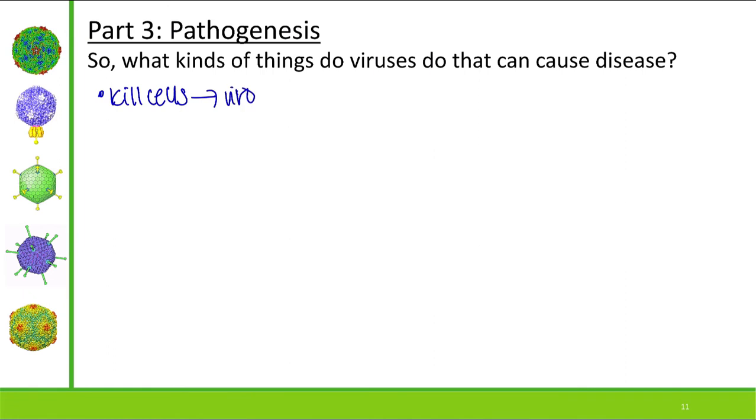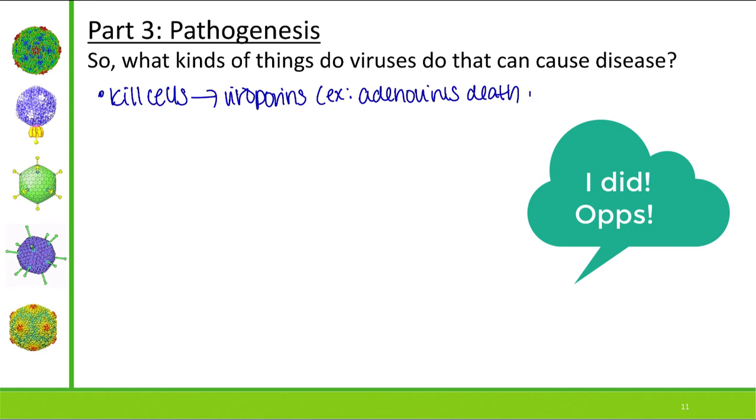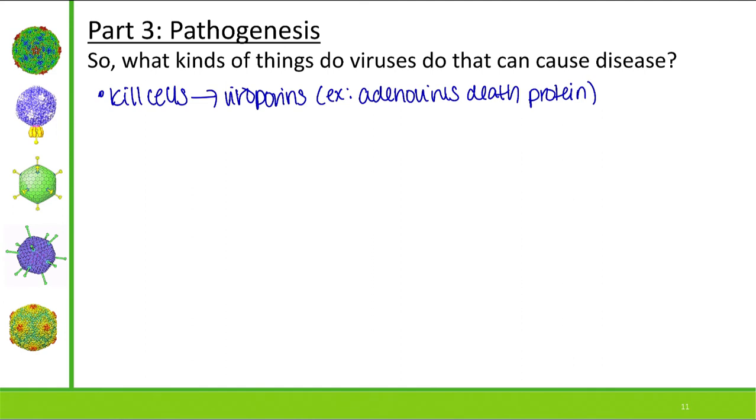And a really great example of proteins that do this is viroporins. Specifically, one that we've talked about in this class is adenovirus death receptor. And Ben actually said that this is his favorite protein. I think I said adenovirus death receptor, I meant adenovirus death protein. So adenovirus death protein is Ben's favorite protein. This is a really great example of something that viruses do. And again, this is part of their normal reproductive life cycle, but this can cause disease.